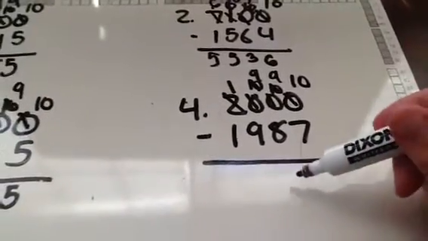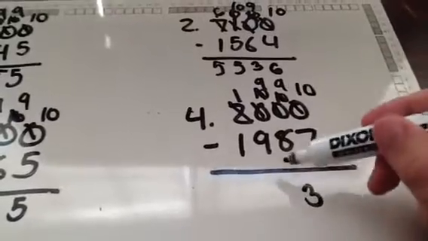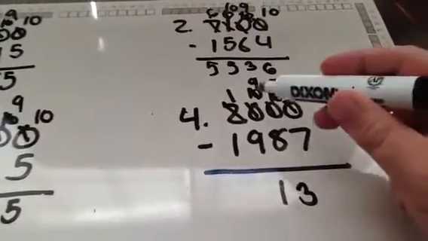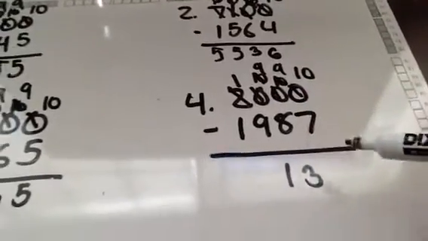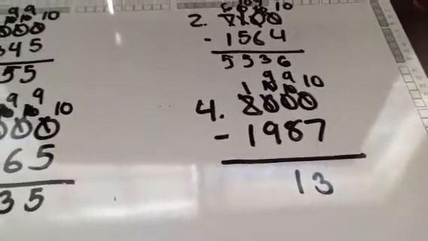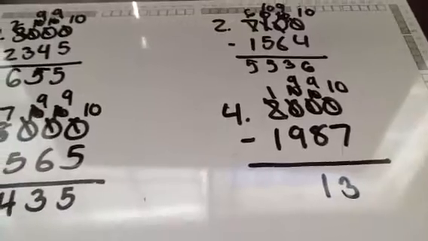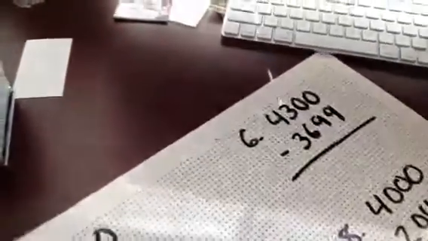So 10 minus 7 is 3. 9 minus 8 is 1. 9 minus 9 is 0. And 1 minus 1 is 0. So your final answer on that one is 13. Okay, so those were your first 4. Let me flip my board over here.